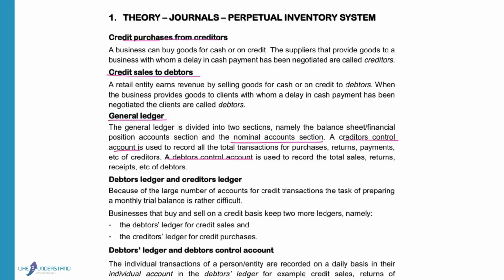Because it is very difficult to draw up a trial balance if all the debtors and creditors are part of your general ledger, a separate ledger for debtors and creditors will be kept. So we actually have three ledgers: the general ledger where you do double entries, the debtors ledger where you record all the entries in connection with your debtors, and you've got a creditors ledger where you record all the entries in connection with your creditors. So the debtors ledger, we will record the credit sales. In the creditors ledger, we will record the credit purchases.